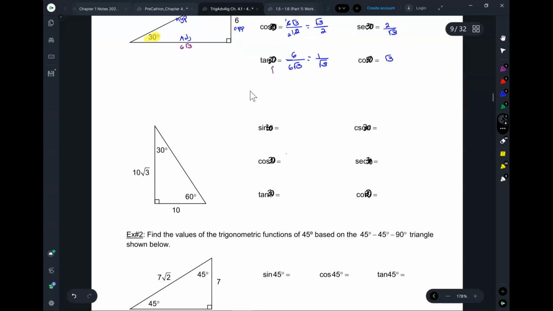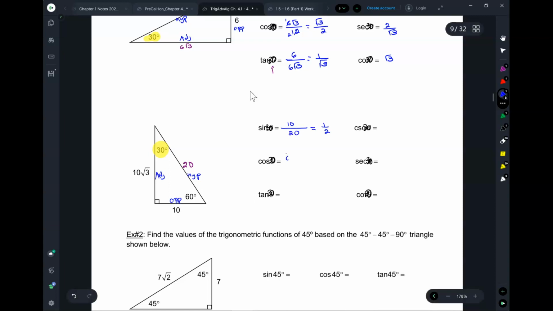So take a look at this. I have a short side of 10, long leg of 10 root 3. The hypotenuse is going to be 2 times the short, 20. And now if I'm looking for sine, cosine, tangent, and so on of the 30-degree angle, here's my 30-degree angle. I label these as opposite, adjacent, hypotenuse. So sine of 30 is opposite over hypotenuse, and that reduces to 1/2.